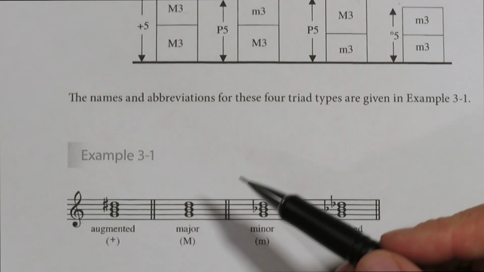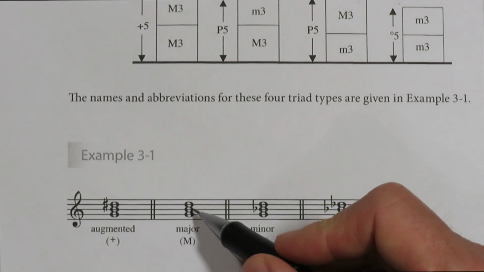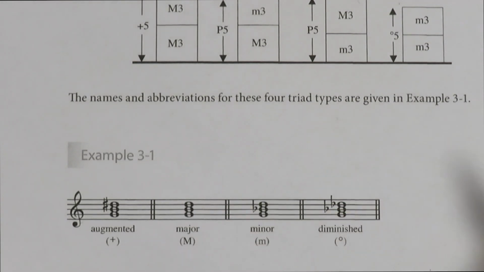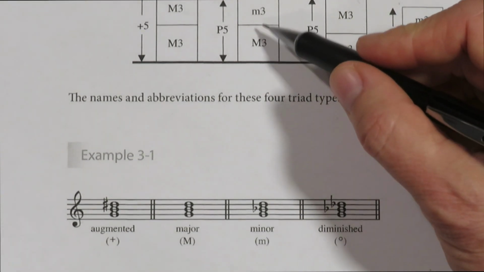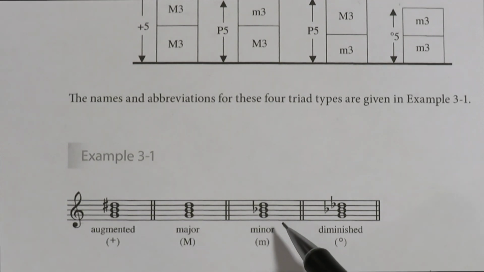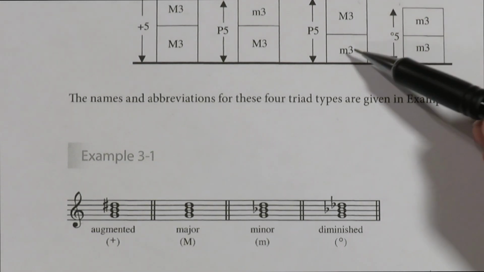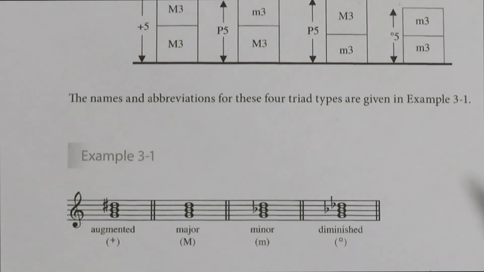Then we have the G major: G to B is a major third, and then B to D is a minor third. All right, major third to minor third. And next we have the G minor triad. We have G to B flat now, so that's a minor third, and B flat to D, which is a major third, goes minor third to major third. And then the diminished, we have two minor thirds, G to B flat, and then B flat to D flat.